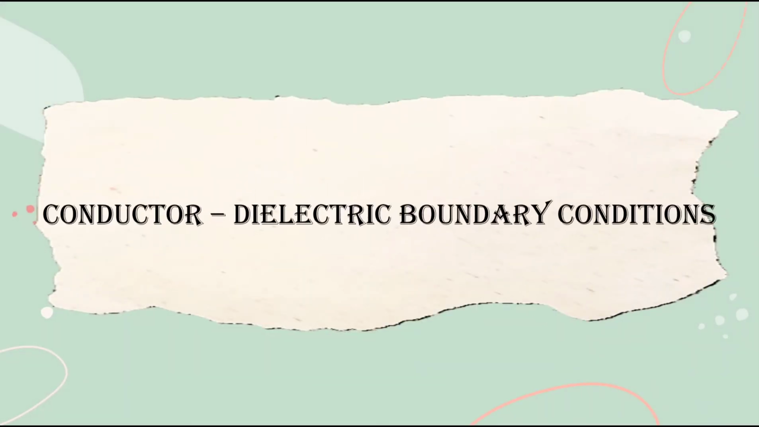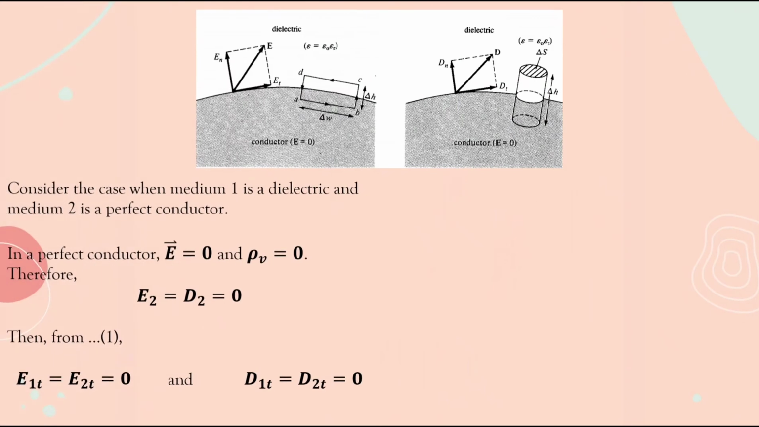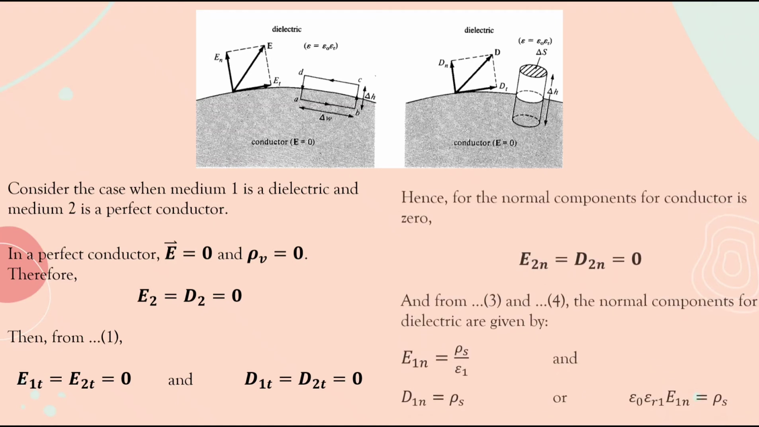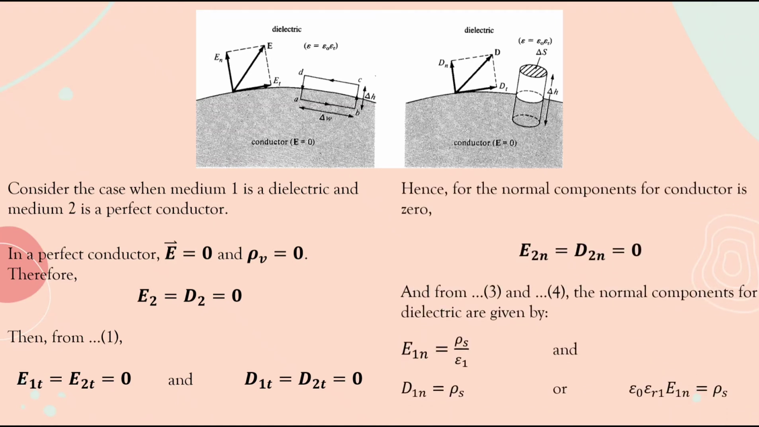Conductor-dielectric boundary conditions. Consider the case where medium 1 is a dielectric and medium 2 is a perfect conductor. In a perfect conductor, there is no electric field and no electric flux density. Therefore, E2 equal to D2 equal to 0. Then from equation 1 earlier, we have E1t equal to E2t equal to 0 and D1t equal to D2t equal to 0 as well. Hence, the normal component for the conductor is also 0. And from equations 3 and 4 earlier, the normal components for the dielectric are given by the following equation.